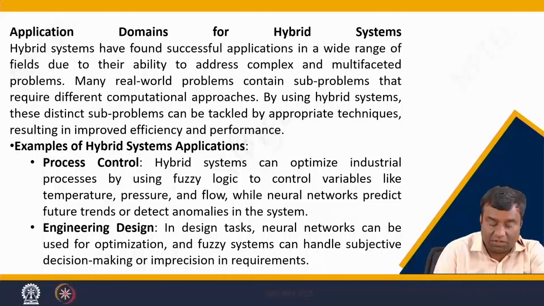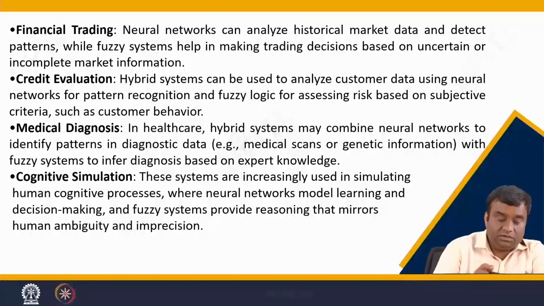First one is process control. Hybrid systems can optimize industrial processes by using fuzzy logic to control variables like temperature, pressure, and flow, while neural networks predict future trends or detect anomalies in the system. Engineering design: neural networks can be used for optimization. The fuzzy system can handle subjective decision making or imprecision in requirements.